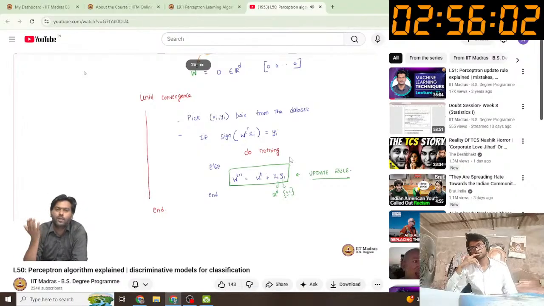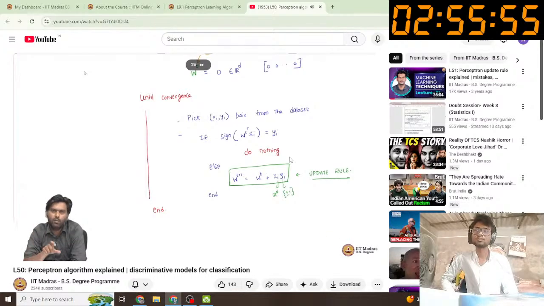And now for this new W, you go through all the data points and see if it predicts correctly all data points. If it does, then you're done. You found a W that works, that has zero error. Otherwise, you would have found a point where this W makes a mistake, and you will add that point multiplied by its label to the current W, and you keep doing this.